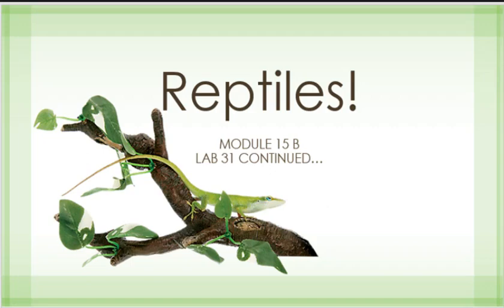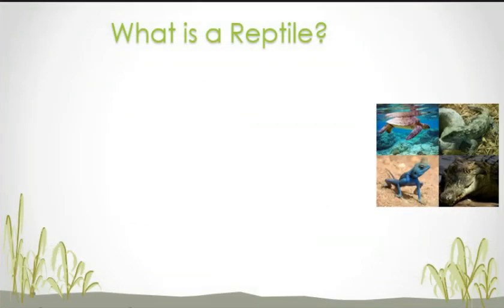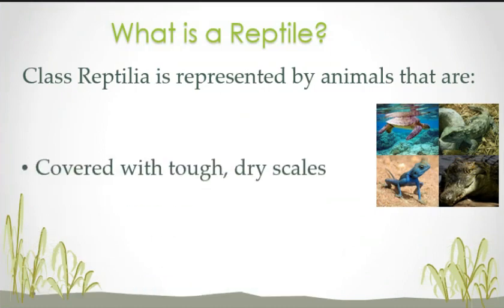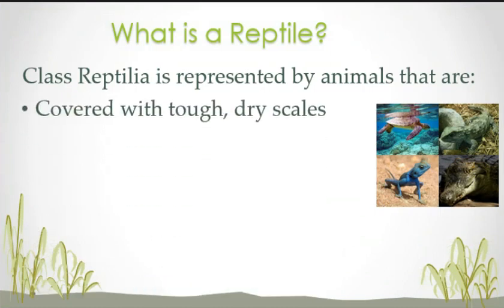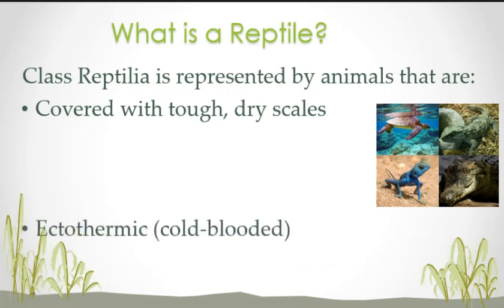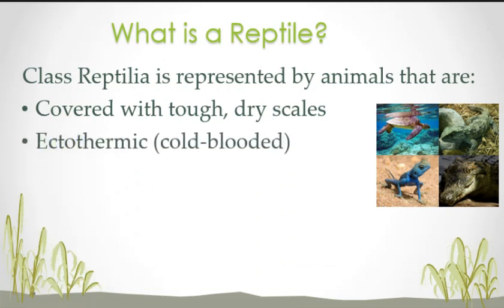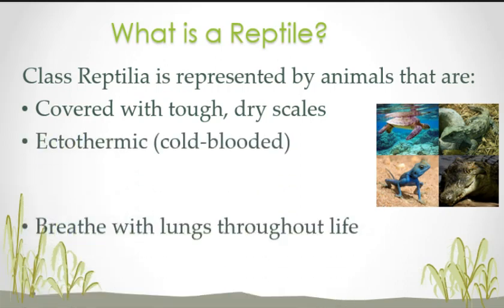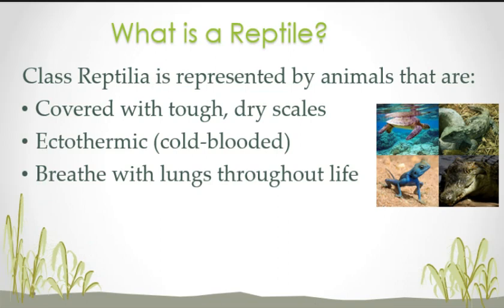All right, now we're looking at reptiles. Here we go. What is a reptile? They're covered with tough, dry scales. They do not have a wet body. So amphibians have a wet body. These guys do not. They're dry. They are cold-blooded. The other word for that is ectothermic. They breathe with lungs throughout their life, whereas the amphibians don't.